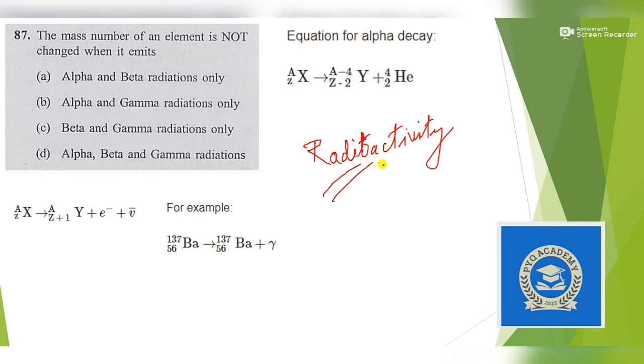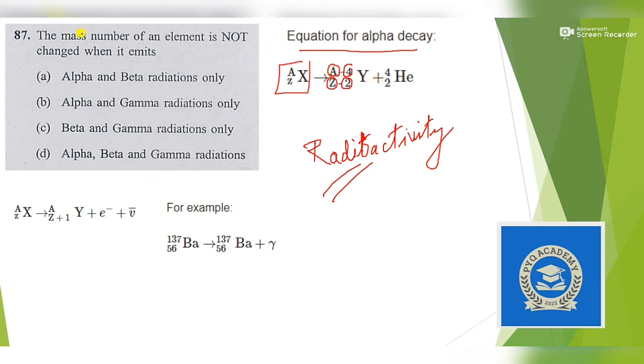That means concept from class 11 to 12. Sorry, class 12. Okay. So you can see an equation for alpha decay. If alpha decay happens, there is a change in element: the mass number changes by 4 and the atomic number changes by 2.